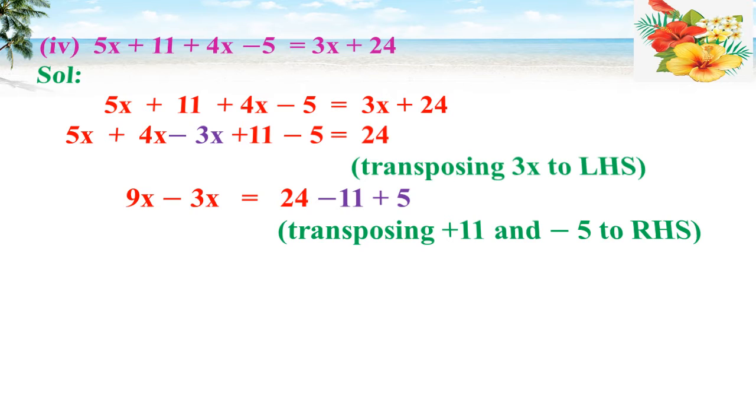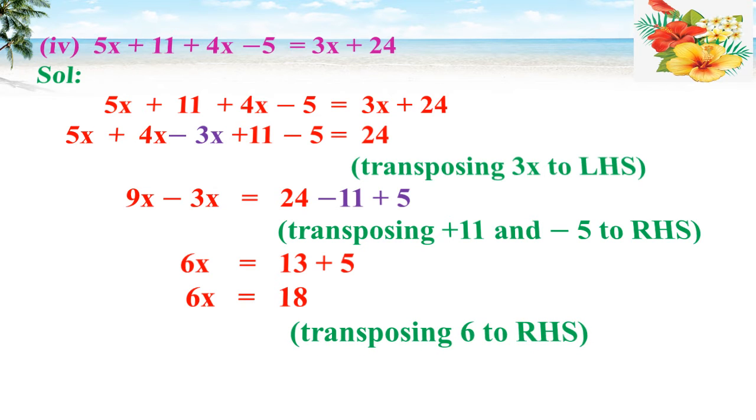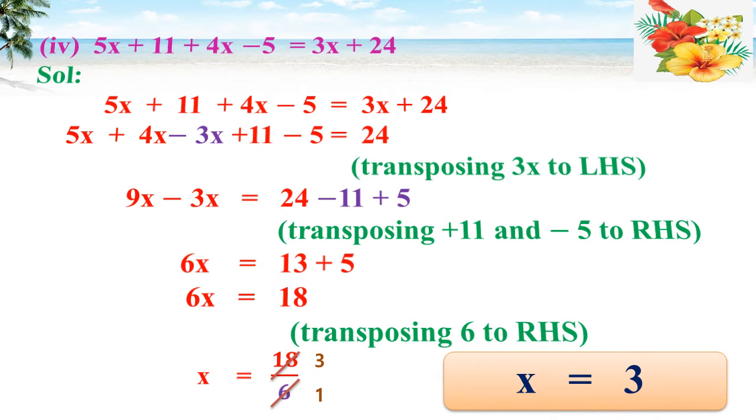transposing plus 11 and minus 5 to RHS, is equal to 24 minus 11 plus 5. 9x minus 3x, 6x is equal to 24 minus 11, 13, plus 5. 6x is equal to 18. Transposing 6 to RHS, x is equal to 18 divided by 6. Now we can cancel the common factors. 1 6 are 6, 3 6s are 18. The value of x is 3.